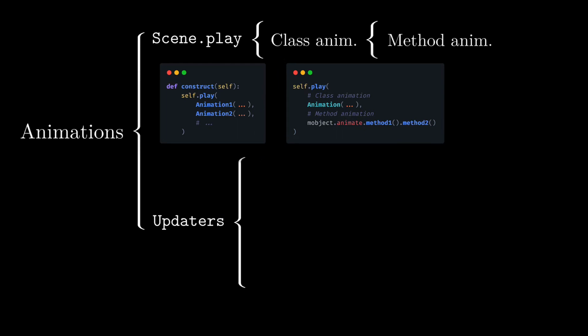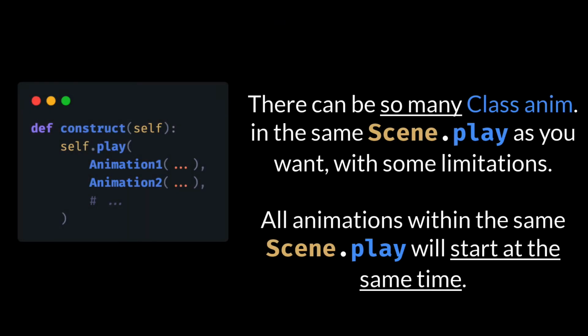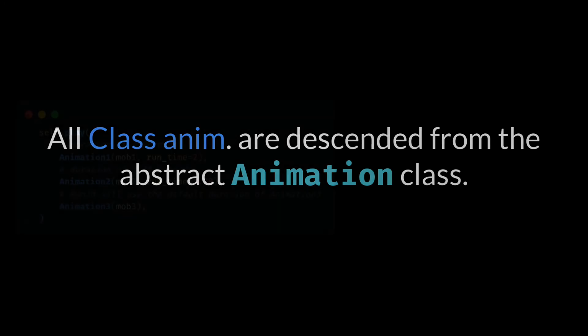There are 3 types of updaters: the simple ones, the alpha type, and the DT type. In this course we will only study the simple ones. We will study class animations first, as they are the simplest to use. There can be 1 or more class animations within the scene.play method, although there are some limitations that we will study later. All class animations are descendants of the abstract class Animation, and there are 3 important attributes that are very useful when using class animations.